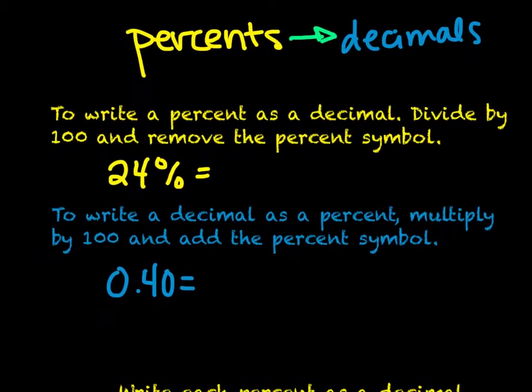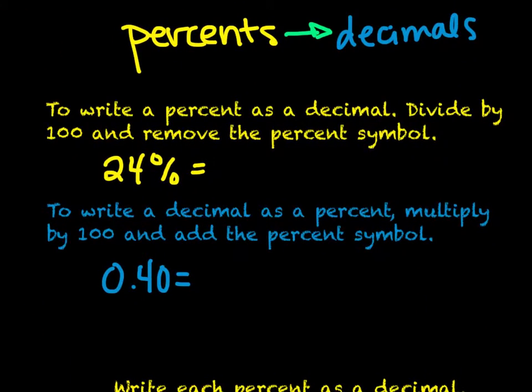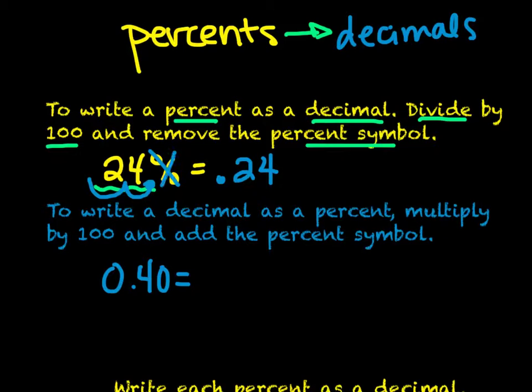So percents can turn very easily into decimals, and the way to do that is simply by following these steps. To write a percent as a decimal, we need to divide that number by 100 and then remove the percent symbol. So if I'm looking at 24%, I need to divide this number by 100. In other words, I am moving my decimal point 2 places to the left. So I have 0.24 and I need to remove that percent symbol. So it's just 0.24 is my equivalent decimal form of a percent.